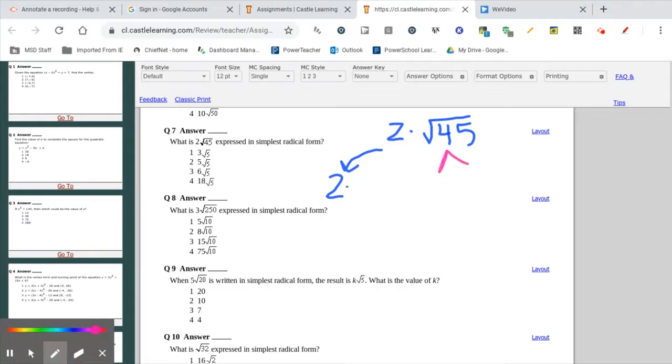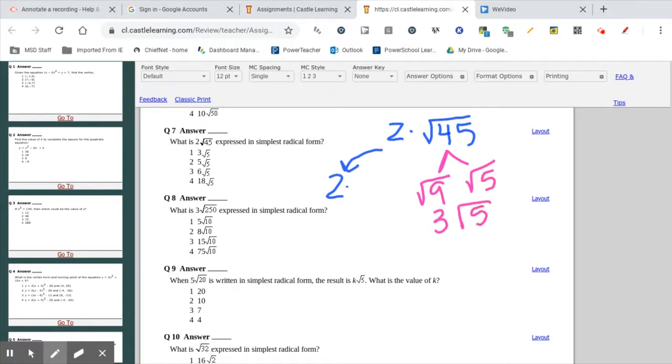Now, just like the other problems, we need to figure out two numbers that multiply to 45, one being a perfect square. It ends up being the square root of 9 and the square root of 5. 9 is our perfect square, so we get 3 square root 5. And we can't forget about the 2 that we had hanging out over here, so we're going to bring the 2 back. And we have 2 times 3 square root 5.